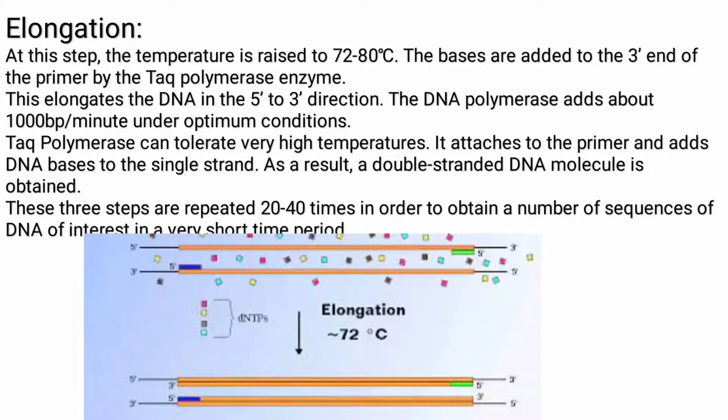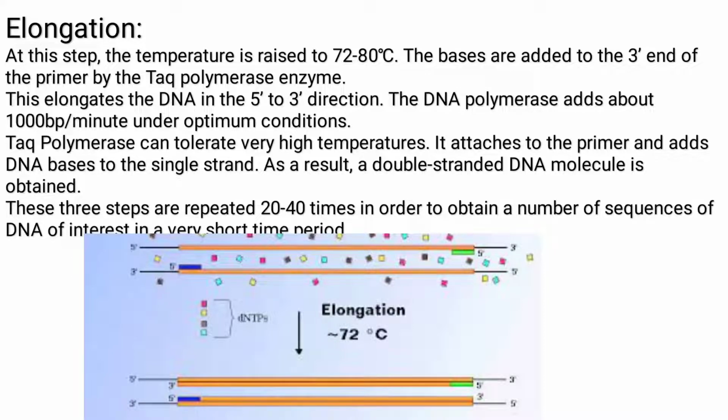Now coming to the third step of the PCR, it's elongation. At this step, the temperature is raised to 72 to 80 degrees centigrade. The bases are added to the 3' end of the primer by Taq polymerase enzyme. This elongates the DNA in the 5' to 3' direction. The DNA polymerase adds about 1000 base pairs per minute under optimum conditions.